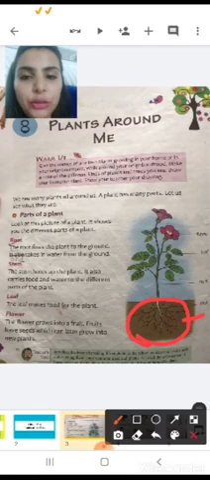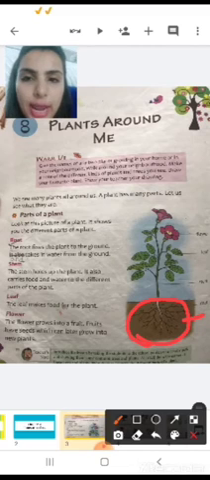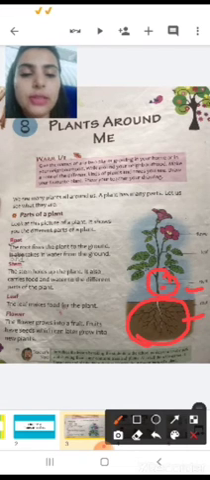Now the next part of the plant is stem. So read with me. The stem holds up the plant. It also carries food and water to the different parts of the plant. So basically, see, these are the stems. These are our stems.